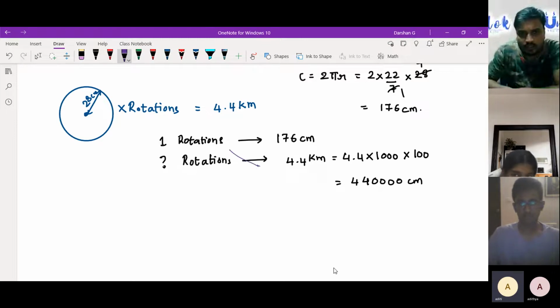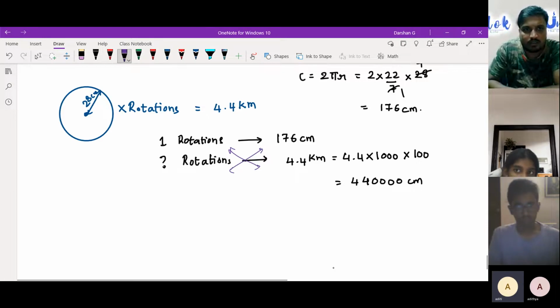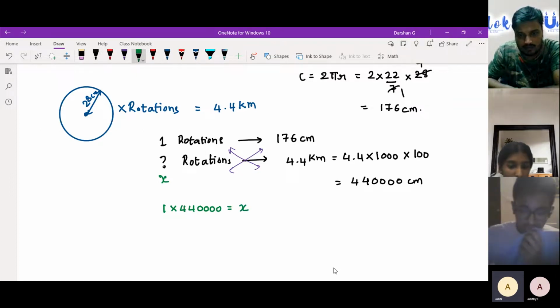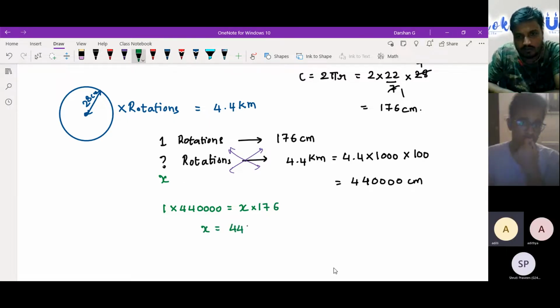So we need to carry out cross multiplication. I got 2,500. Okay, let's see if it is 25,000 or 2,500. So 1 times 44 followed by 4 zeros. Sir, it's 2,500, I messed up on a zero. Yes. That is x equals 44 with 4 zeros divided by 176.